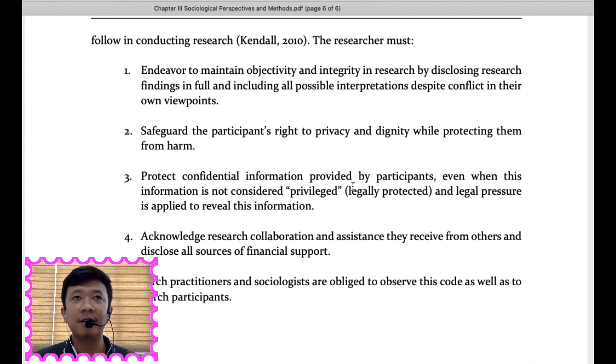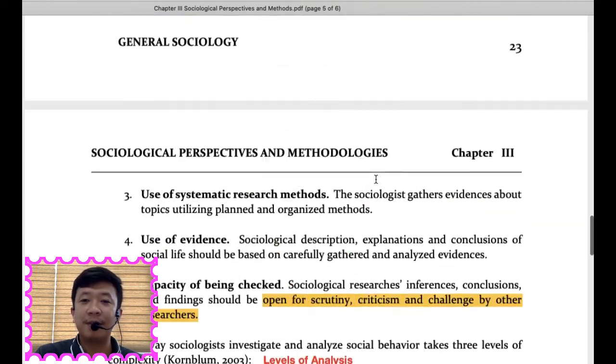knowledge generation, we are not just purely producing knowledge. We have sources of the knowledge that we produce, and we should respect the sources as well. We have to protect them. We have an obligation to the information shared to us as researchers. Okay? So, while we produce knowledge, we also have to observe ethics. Okay? So, yun yung chapter 3 natin.